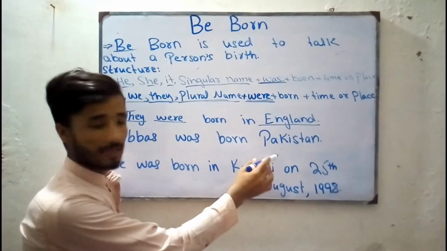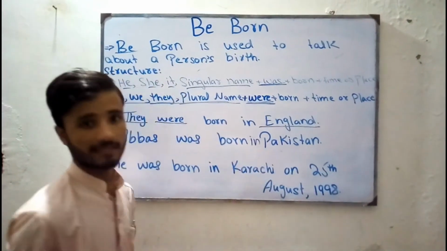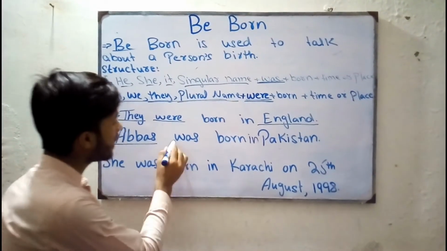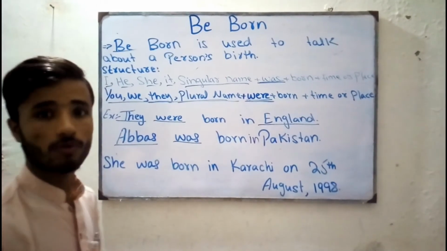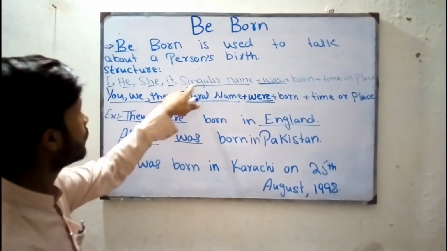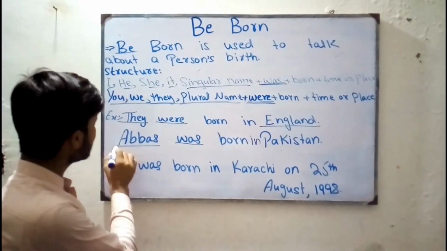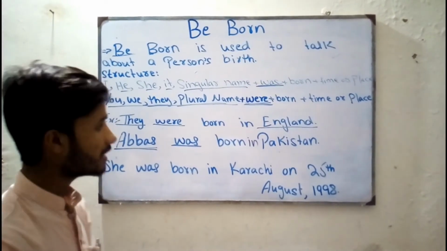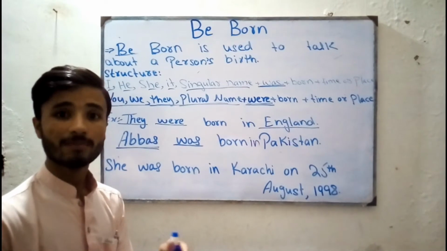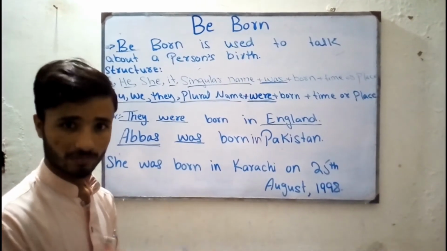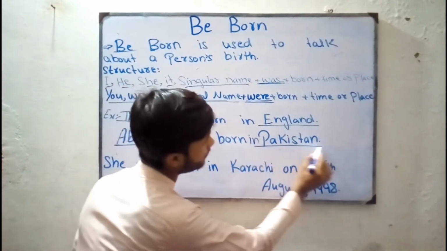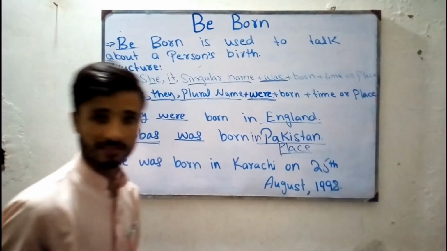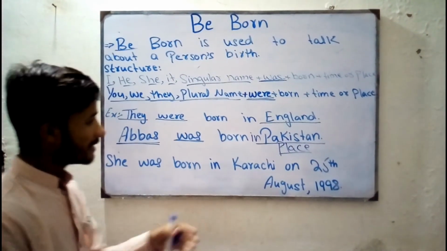See the second example. Abbas was born in Pakistan. Here I have a singular name, so that's why I have used was. I did not use were with Abbas. This is completely wrong, because with a singular name you use was. So Abbas is a singular name and I use was. Is this clear? In this example I wanted to know where Abbas was born. So I wanted to know about the place where he was born. So Abbas was born in Pakistan. Pakistan is a country, so it is a place. Is this clear?